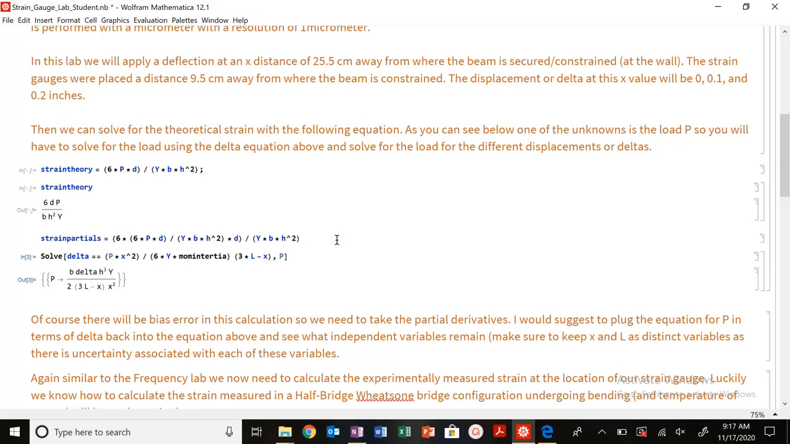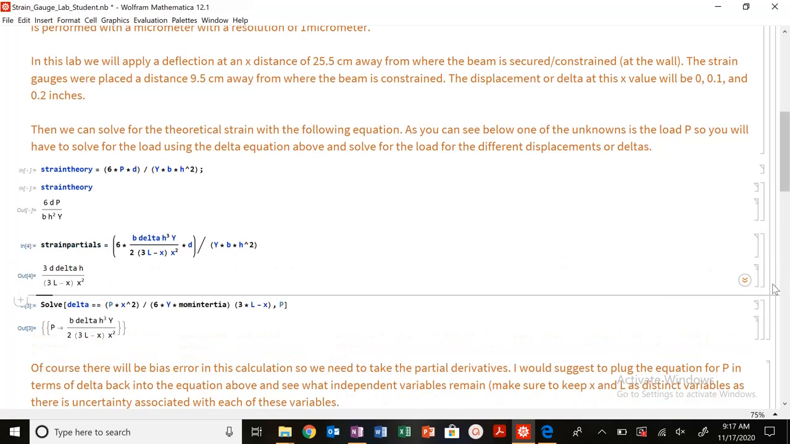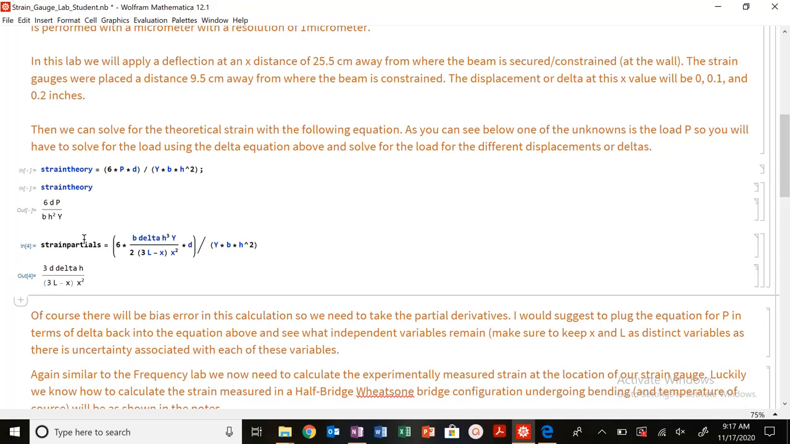Let's go ahead and look at what that looks like. Actually, let me undo that here. I'll copy this. So here we go. Plug in for P here, and we get this expression for strain partials. Now my strain theory, again, is just plugging in for here, but I want to keep this value because I'm going to be solving for P and then plugging in. Again, it doesn't make a huge difference, but I'm just going to set up the notebook that way.